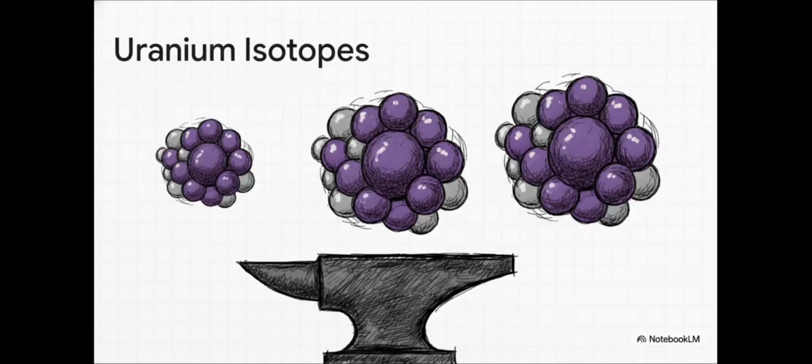And this doesn't just happen with the tiny lightweight stuff. It happens way down at the extreme heavy end of the periodic table too. Massive elements like uranium come in a bunch of different naturally occurring isotopic flavors. Uranium-233, uranium-235, uranium-238. They are all definitively uranium because that proton count is perfectly identical, but their total mass varies drastically because of those extra, super heavy neutrons.